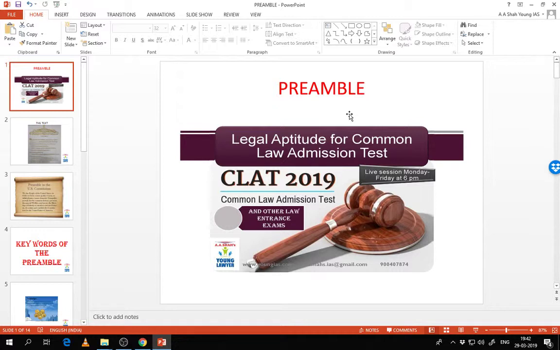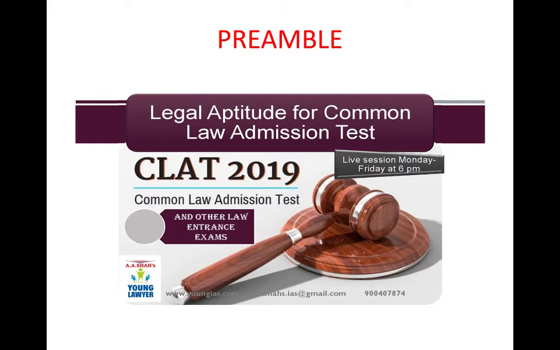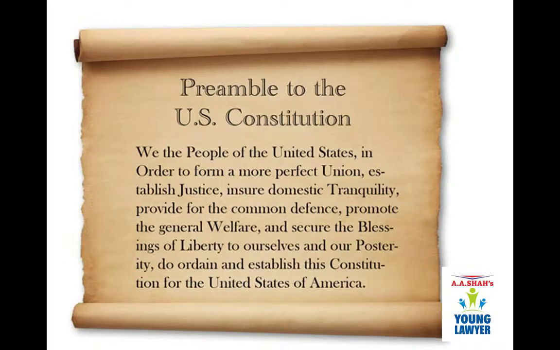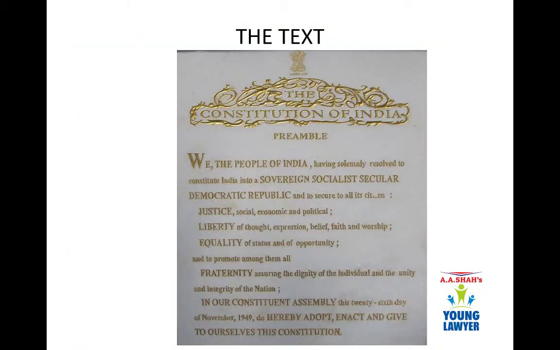Alright. Now moving ahead, let's see the text of the preamble. India is not the only country which has a preamble. There are many other countries, like the US Constitution also has a preamble. Now what is the text of the preamble of India? It says: we, the people of India, having solemnly resolved to constitute India into a sovereign, socialist, secular, democratic republic, and to secure to all its citizens justice, liberty, equality, fraternity, in our Constituent Assembly, this 26th day of November 1949, do hereby adopt, enact, and give ourselves this Constitution.